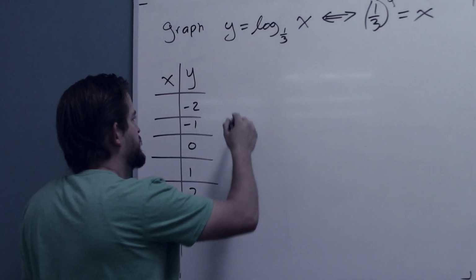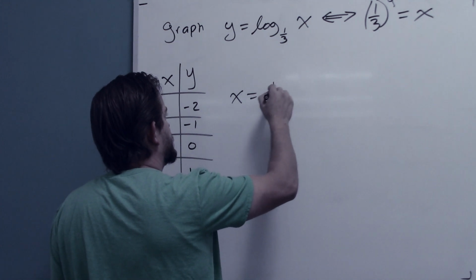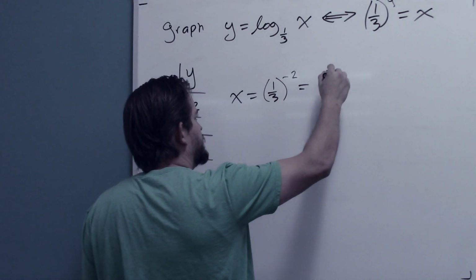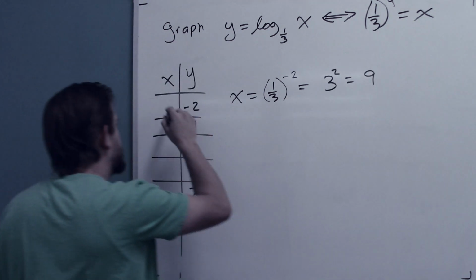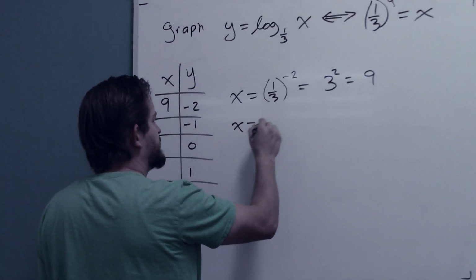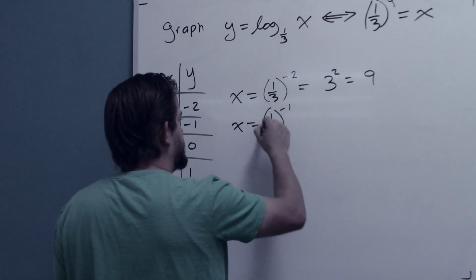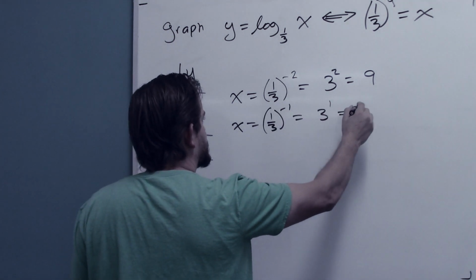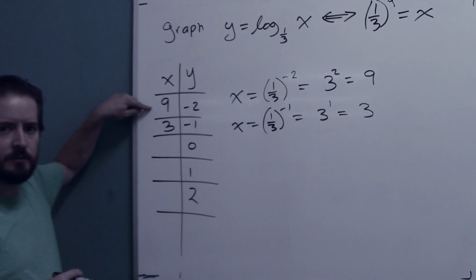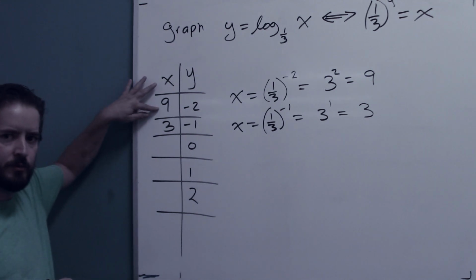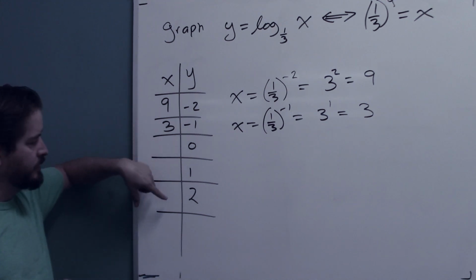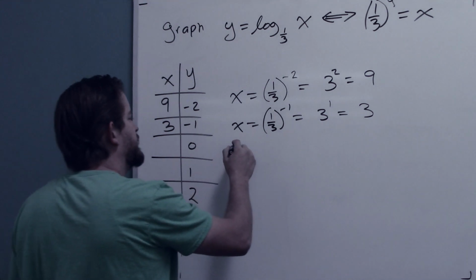If y is -2, then I have x is equal to 1/3 to the -2. But that's the same as 3 to the 2, and that is 9. If y is -1, x is 1/3 to the -1, but that's the same as 3 to the 1, which is 3. Again, we can see that exponential pattern here. 9 multiplied by 1/3 is 3. I'm going to multiply that by 1/3 to get 1. 1/3, 1/9, right? If you do it out, it's all the same.